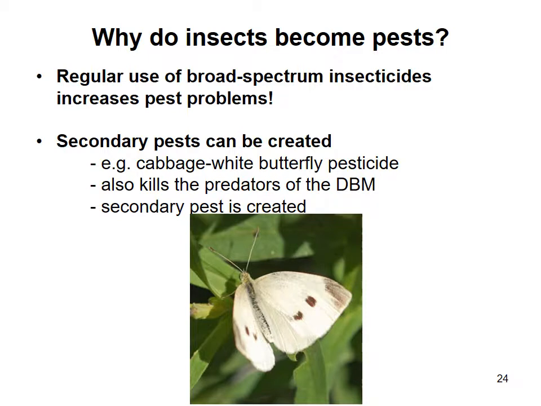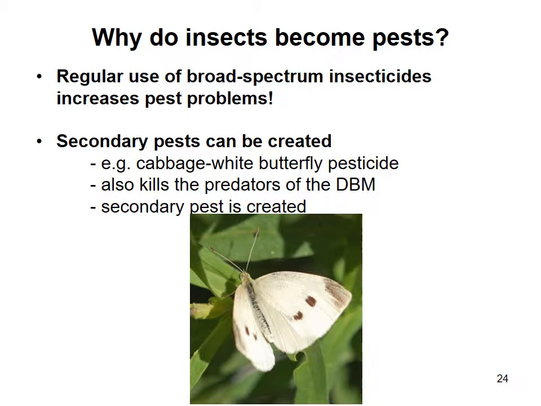A common method of creating pest problems in the first place is by the regular use of broad-spectrum pesticides, which sounds surprising because pesticide use is aimed at reducing pest problems, but this can occur in a few different ways. Secondary pests are created when a pesticide targeting a primary pest kills the natural enemies of a different species which is tolerant to that pesticide.